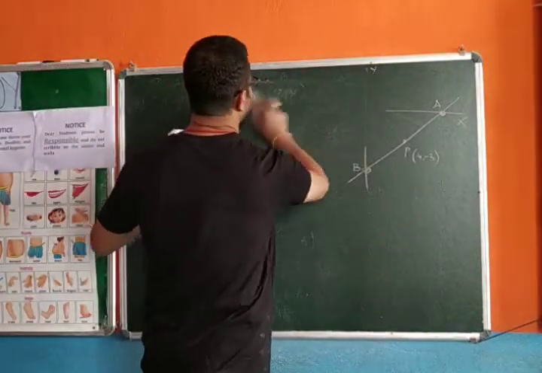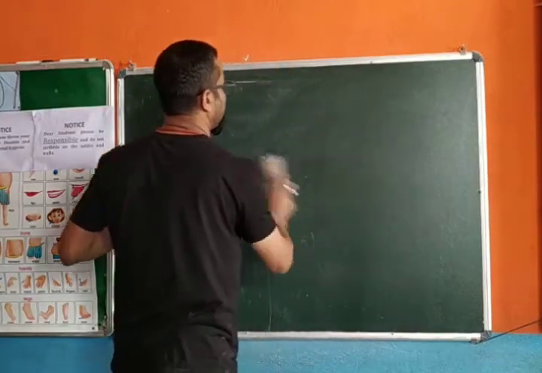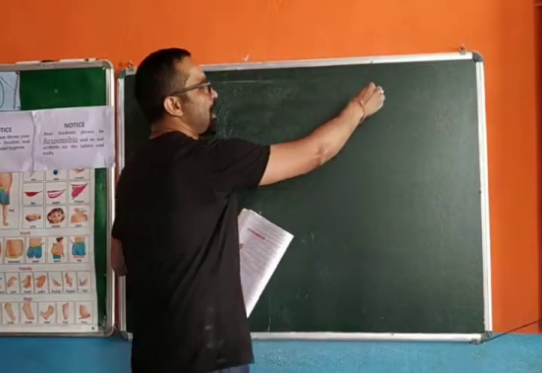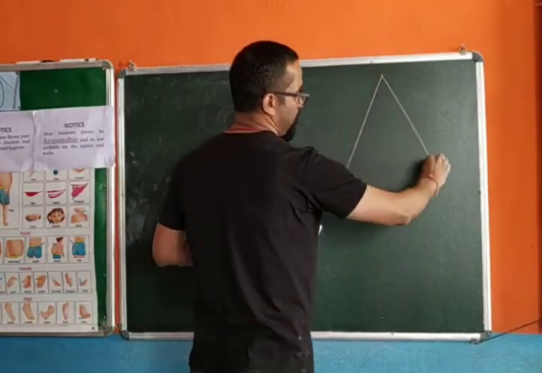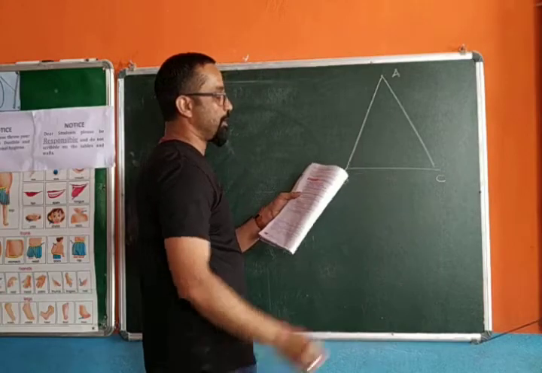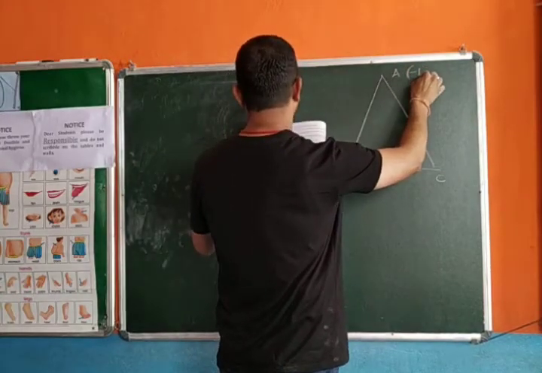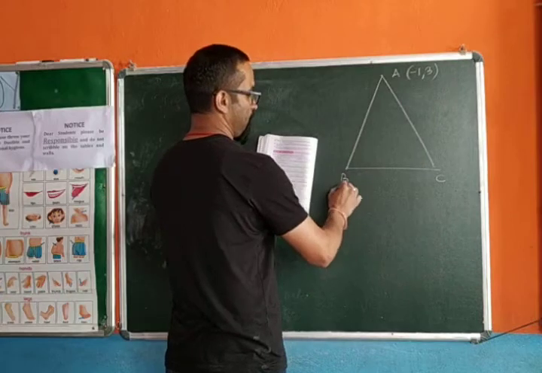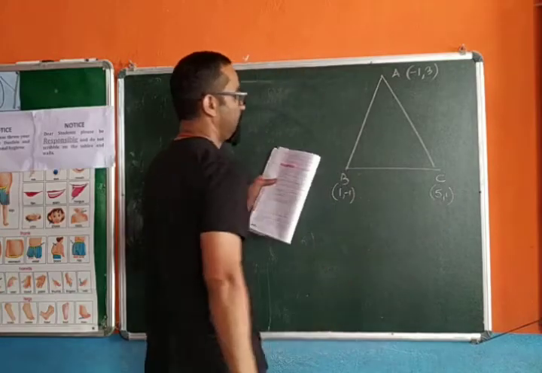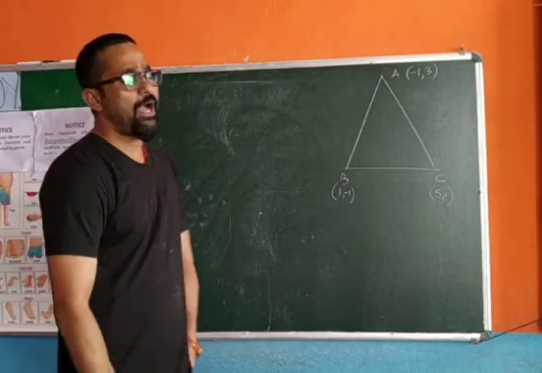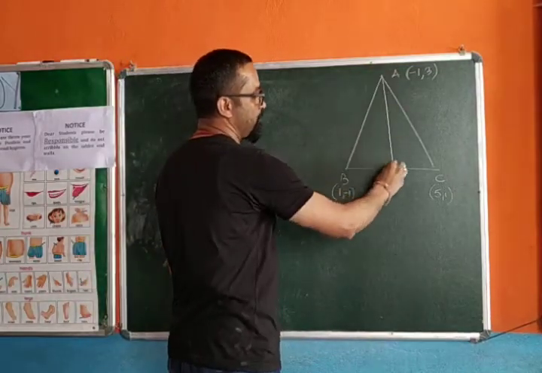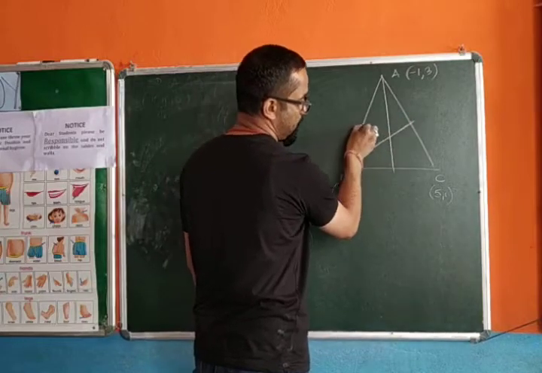Question says to find the coordinate of the centroid of the triangle. So you draw a diagram at the side. Triangle ABC. Write down the coordinates (-1, 3), (1, -1), (5, 1). Centroid. And I give you the definition of centroid: the intersection of the medians of a triangle is the centroid.